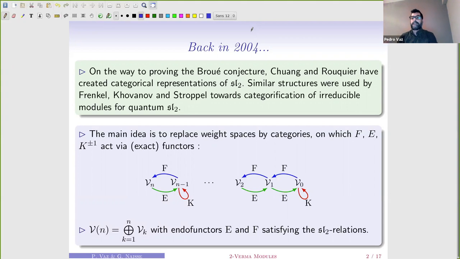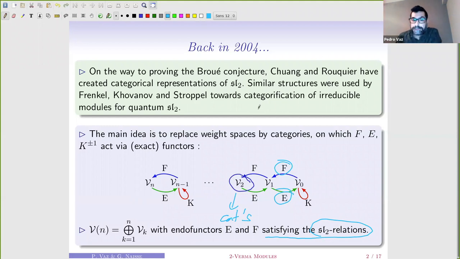So the main idea of higher representation theory is to replace weight spaces by categories and to define functors, F and E, that allow us to move between the weight categories. And these functors are required to satisfy some version of SL2 relations, whatever that can mean.